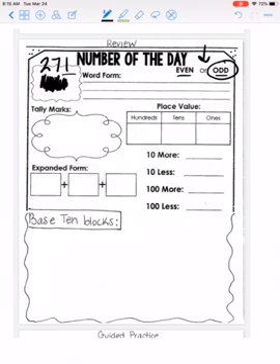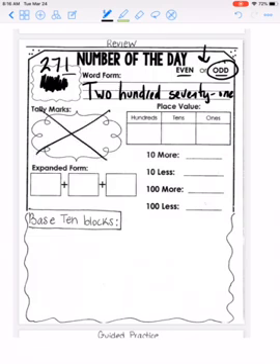The word form, just again, we're going to write it like we say it. 271. Tally marks, don't worry about that. Let's not worry about that. We don't want to make 271 tally marks. Place value, how many hundreds? Well, there are 2 hundreds, 7 tens, 1 one.